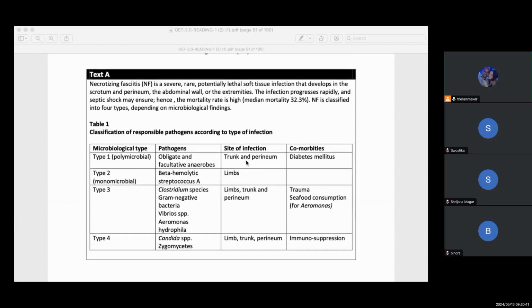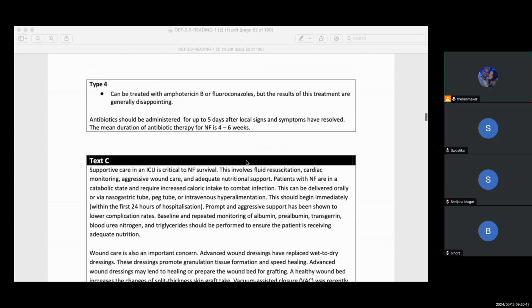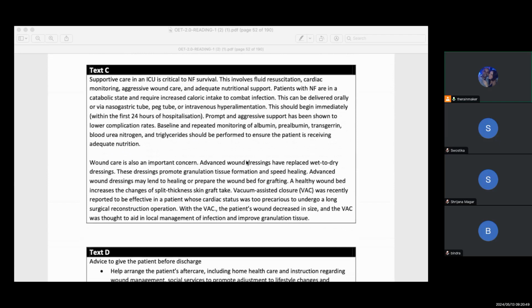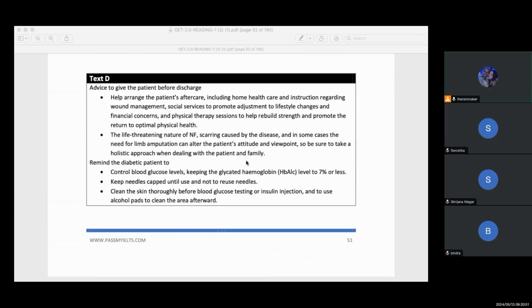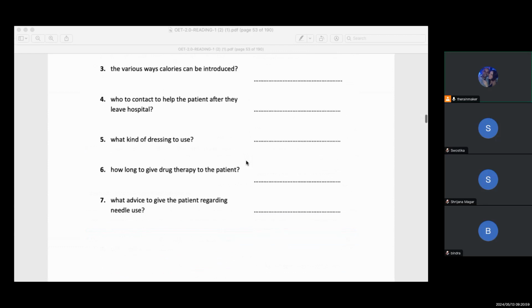A is definition and classification, B is all antibiotics, C is all about management. D is all about the future, like discharge plans, right? Yeah, you agree?